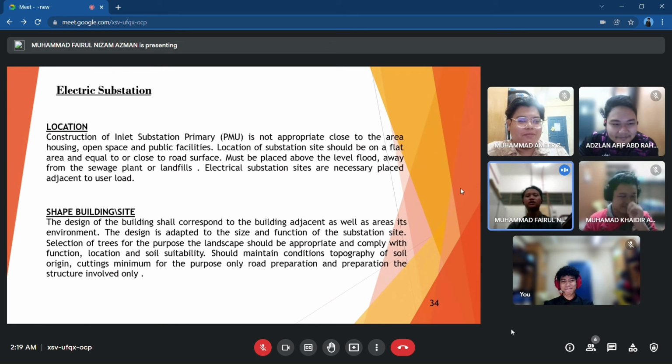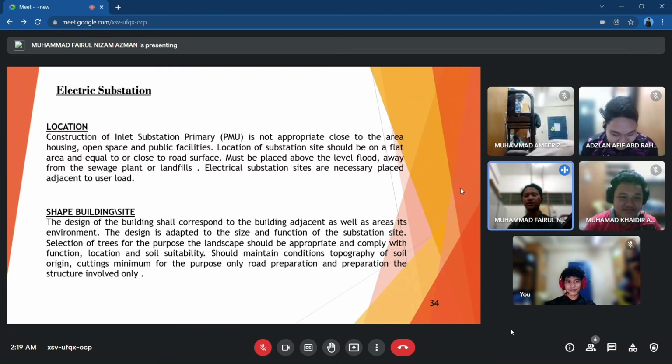For the location, construction of the primary substation, which is the PMU, is not appropriate close to housing areas, open space and public facilities. The location of the substation site should be on a flat area and equal to or close to the road surface. It must be placed above flood level, away from sewage plants or landfill, and electrical substation sites are necessarily placed adjacent to the user load.